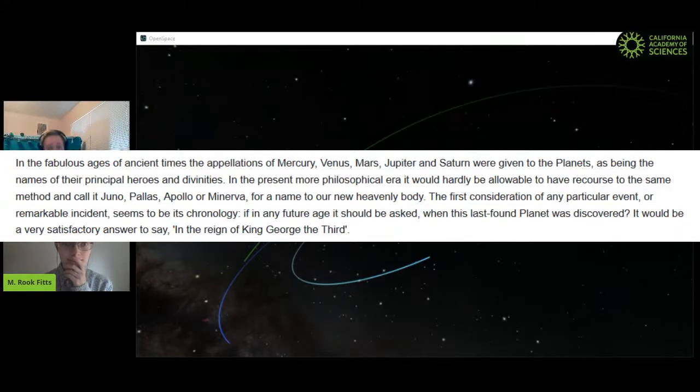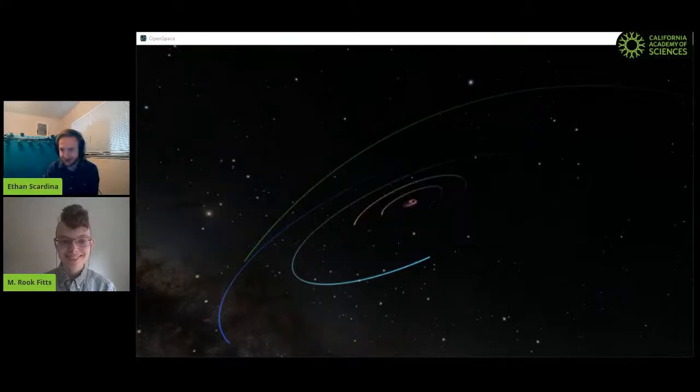In the present, more philosophical era, it would hardly be allowable to have recourse to the same method and call it Juno, Pallas, Apollo, or Minerva for a name for our new heavenly body. The first consideration of any particular event or remarkable incident seems to be its chronology. In any future age, it should be asked when this last found planet was discovered. It would be a very satisfactory answer to say, in the reign of King George III. And so he went on to say that this new thing should be called Georgium Sidus, or in other words, George's star, or the Georgian planet.